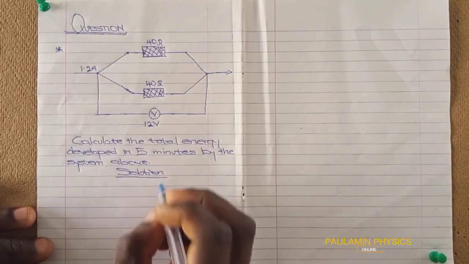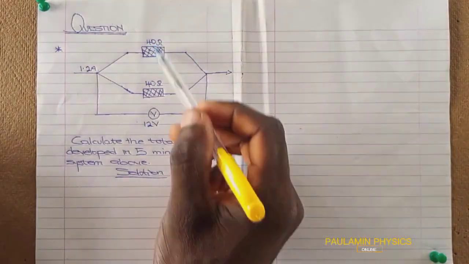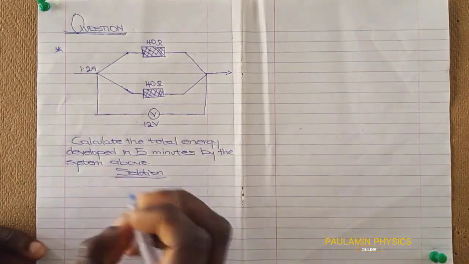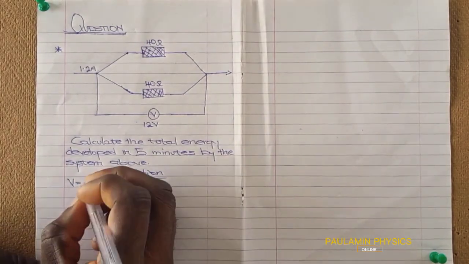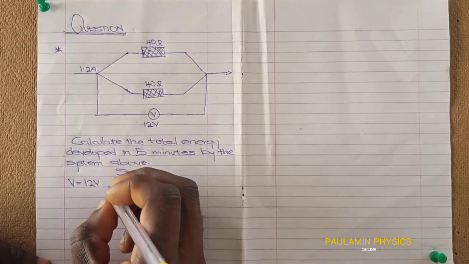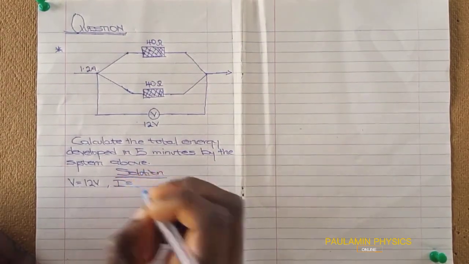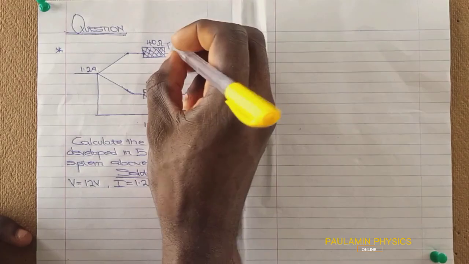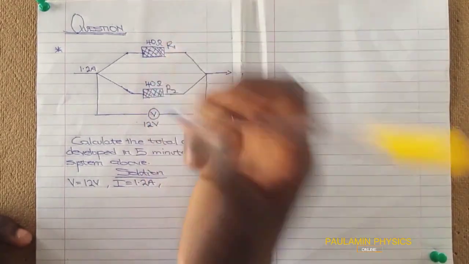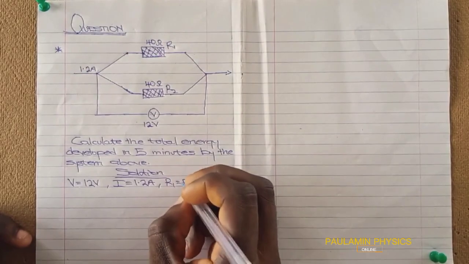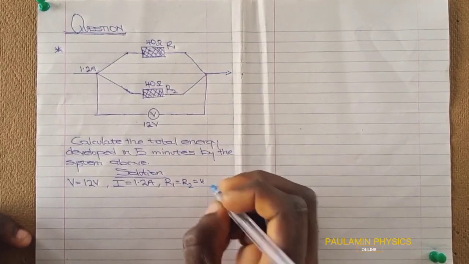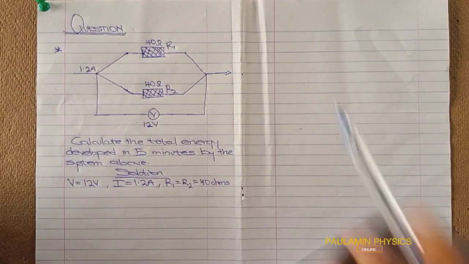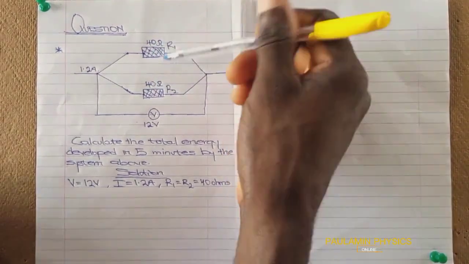Now recall that we have two resistors that are connected in parallel. So the first thing we'll do is list out our parameters. Let's list our potential difference, in this case given to us as 12 volts. The current that flows through this particular circuit is 1.2 amps. And then the resistors, let me call them R1 and R2. They happen to be of the same value, so I'm going to say R1 is equal to R2 and it is equal to 40 ohms.